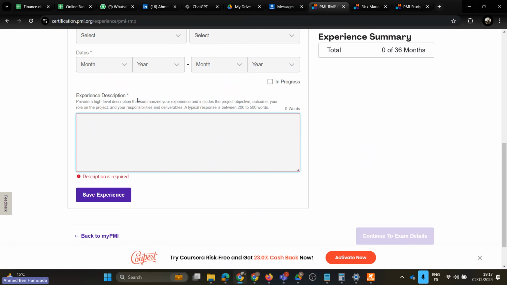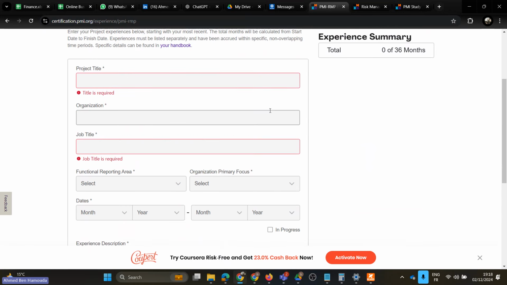And here, you need to focus on risks. That's why the required words are 200 to 500 words. They're not that many, but you need to focus on risks here. We will talk about the prerequisites in a while.